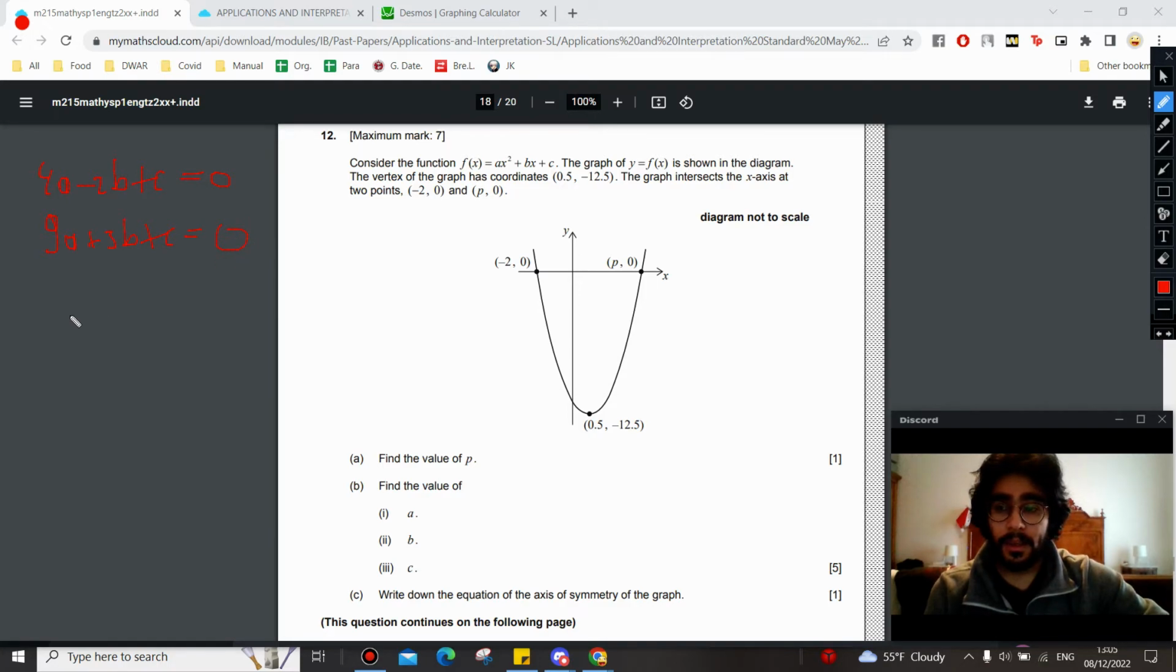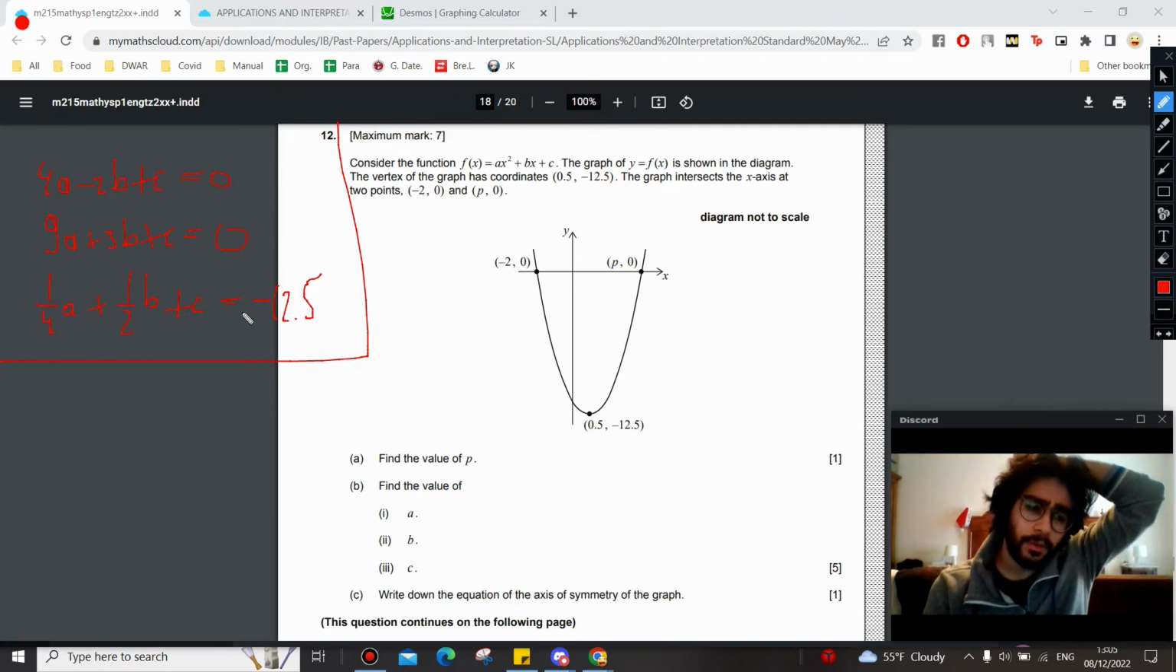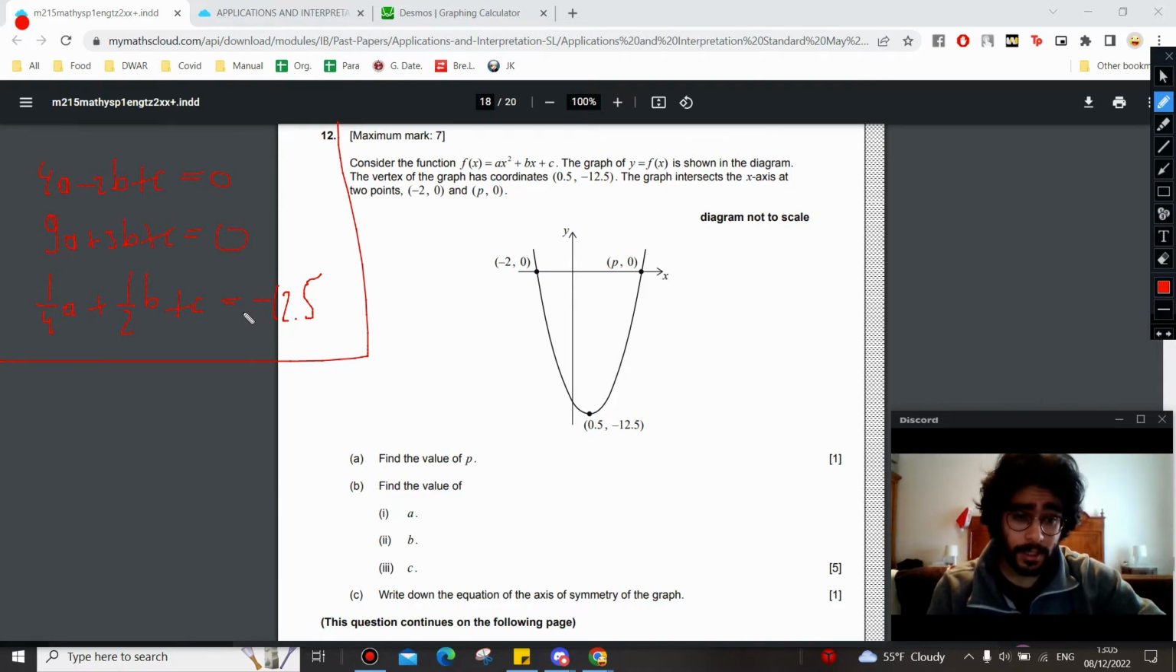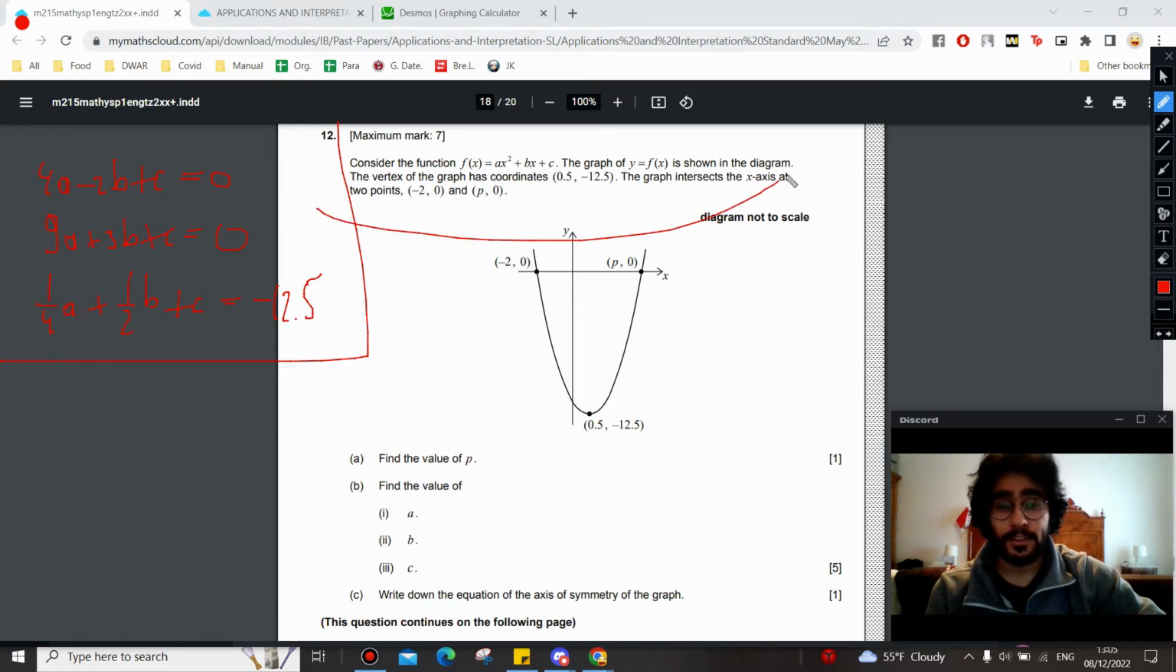That's fine. Finally, I will plug in 1 over 2, or 0.5, to find my equation. So I will have 1 over 4 a plus 1 over 2 b plus c. Am I correct in this? Yes. It will be equal to minus 12.5. Okay, easy peasy. Now, let's solve this. We can solve it because we have 3 equations and 3 unknowns. You can also solve this by using the GDC, which will take only a few seconds, but I will do it by hand, just for the sake of it.